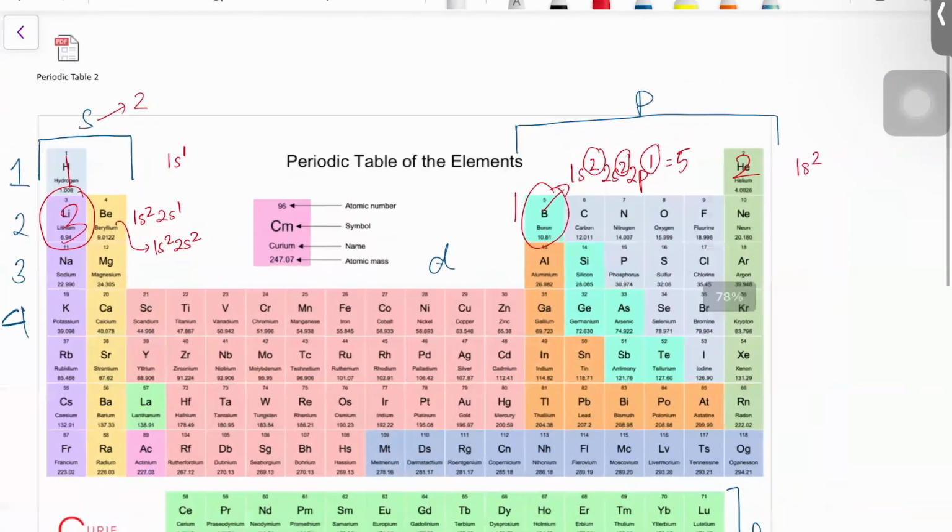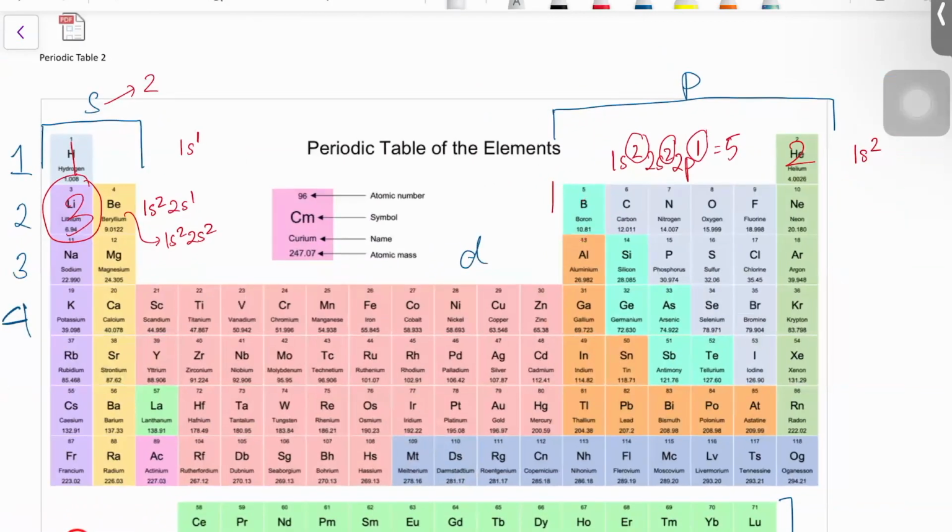Can I get a thumbs up, guys? Is this jogging our memory of SPDF notation from Module 1? Good. Awesome.